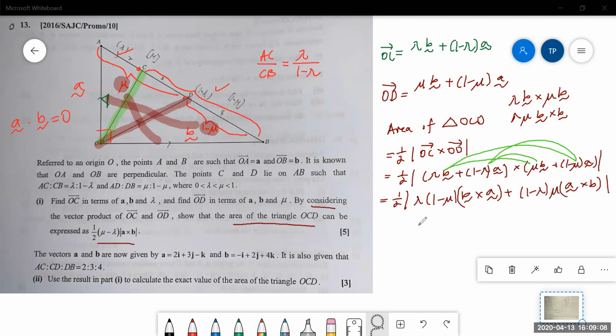Remember just now I said A cross B is equal to mod A mod B sine theta n. So this theta is the angle that is between A and B, right? So what do we know about the angle between A and B? 90. Very good.